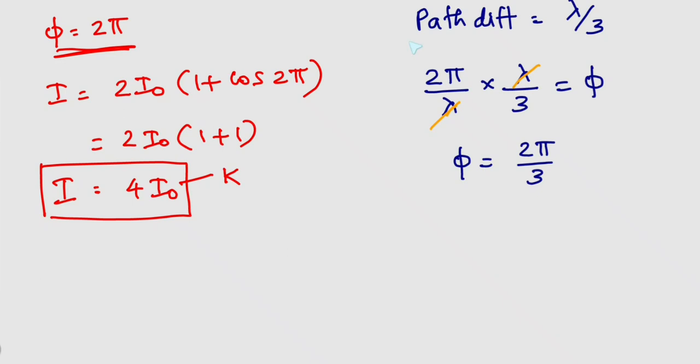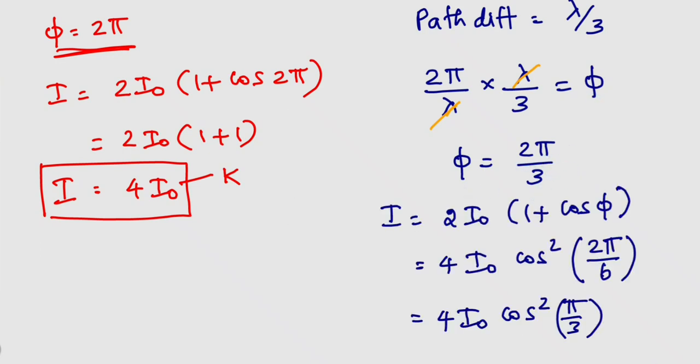Say I have substituted the path difference lambda by 3, so 2 pi by lambda into lambda by 3. So I'll get the phase difference. So the phase difference is 2 pi by 3. So I have to substitute this phase difference in the formula 2 I naught into 1 plus cos phi, or I can go for 4 I naught into cos square phi by 2. So I am going for this only. So 2 pi by 6, because in the denominator 2 is there. So 2 pi by 6, which means pi by 3.